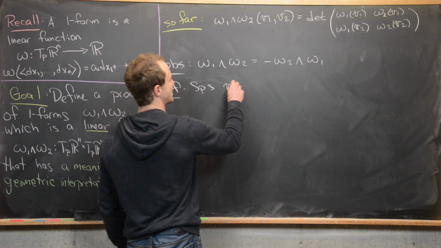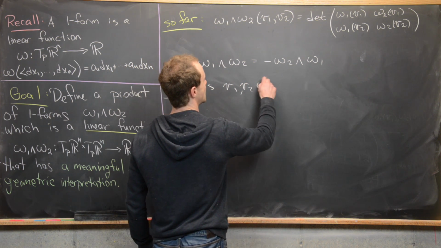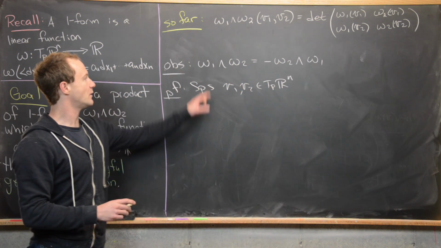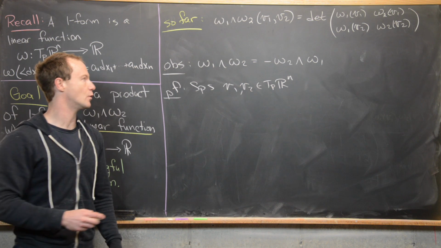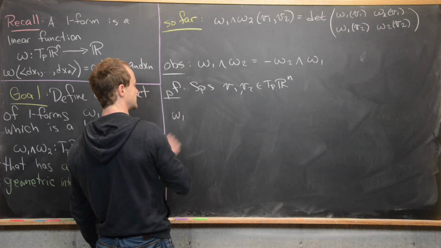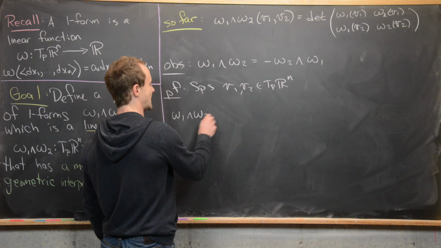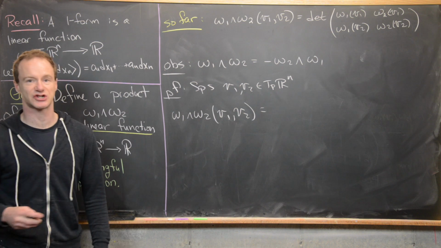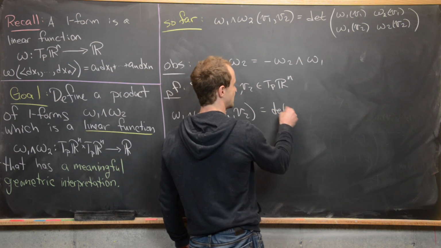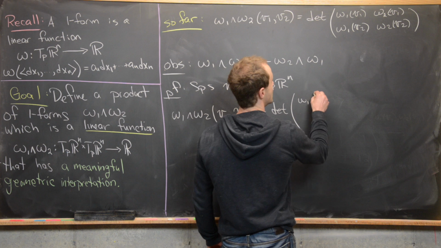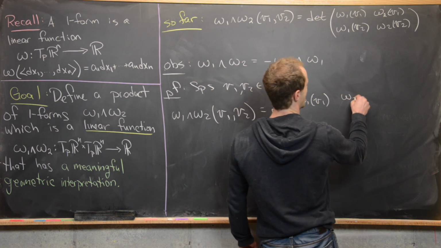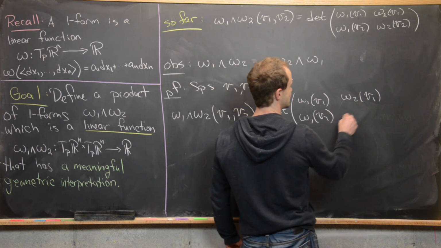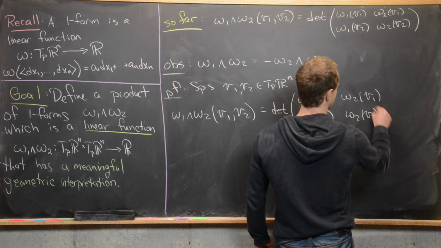So let's suppose that we have V1 and V2 in TPRN, and these are arbitrary. And what we want to do is calculate omega 1 wedge omega 2 evaluated at this. So we know omega 1 wedge omega 2 evaluated at this ordered pair of vectors is given by that determinant up there. So that's going to be the determinant of omega 1 evaluated at V1, omega 2 evaluated at V1, omega 1 evaluated at V2, and omega 2 evaluated at V2.